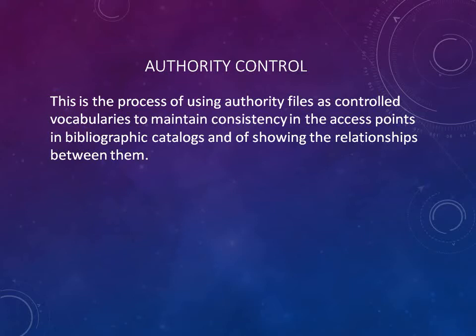So although the owner of each authority file, such as the Library of Congress for the NAF and LCSH, or the National Library of Medicine for the MeSH headings, is responsible for the creation and maintenance of the actual authority records, it's up to the creators of the bibliographic records to make sure that the authorized forms are used as headings in the bibliographic access fields.